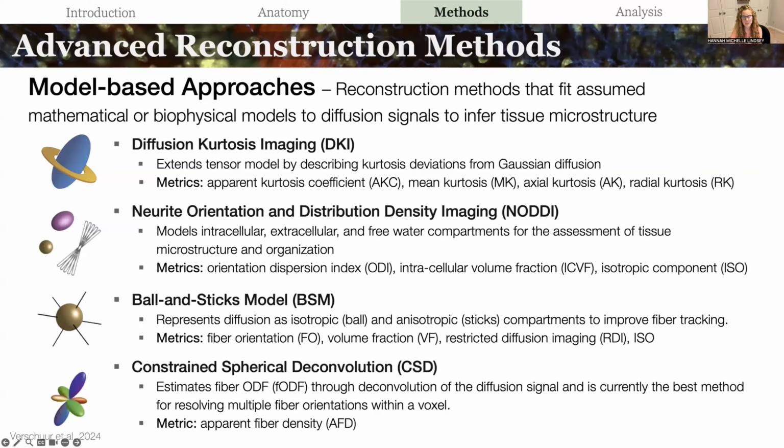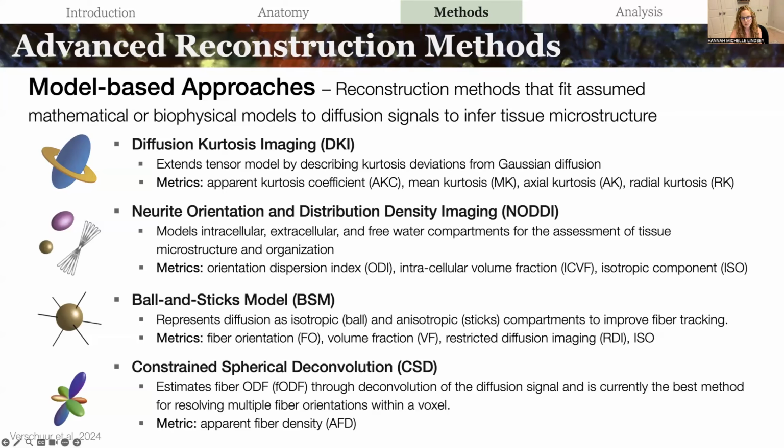The ball and stick model is another multi-compartmental model where water diffusion is described as a combination of one isotropic and several anisotropic compartments, which are represented as balls and sticks respectively, and it estimates fiber orientations using Bayesian inference. It produces metrics, including restricted diffusion imaging, or RDI, and the compartment volume fraction, which relates to the density of fibers within a voxel. It was specifically developed to improve fiber tracking by better representing complex fiber configurations, and it does this pretty well, although it is computationally intensive, and due to its assumption of discrete fiber populations, it might not really account for all the tissue complexities.